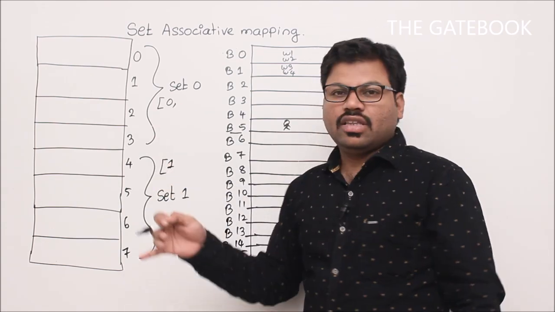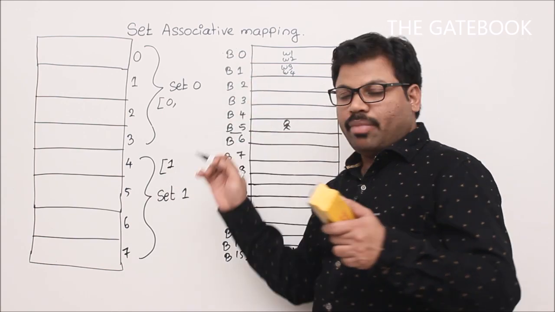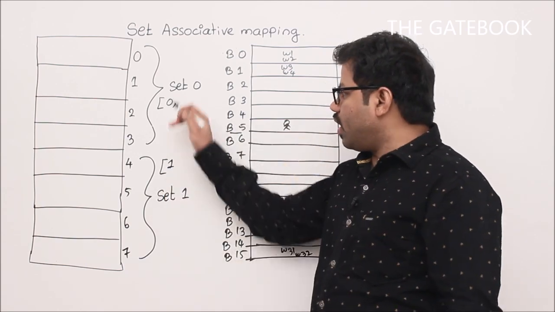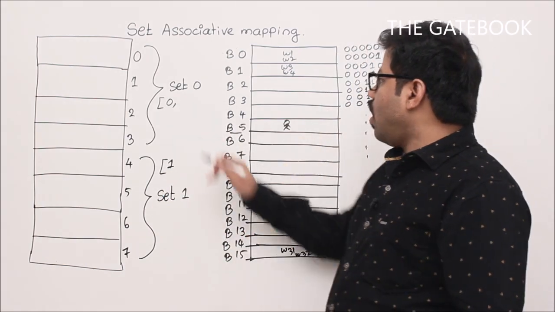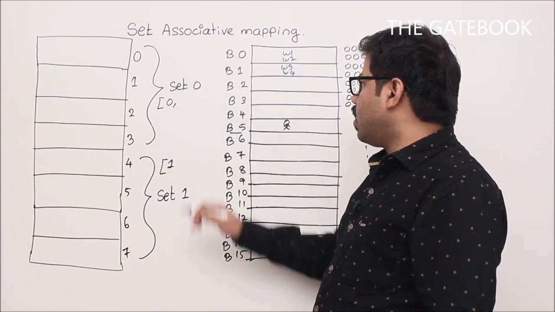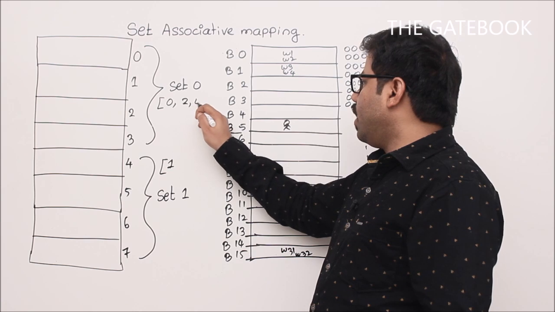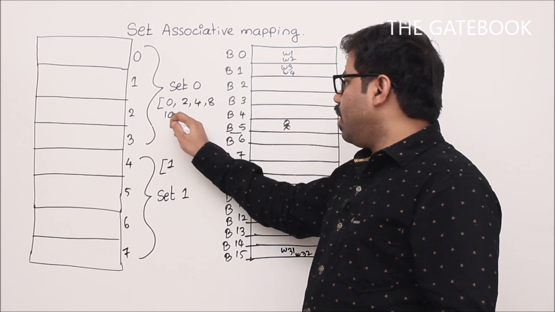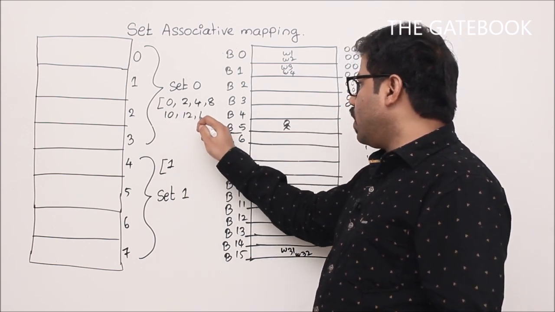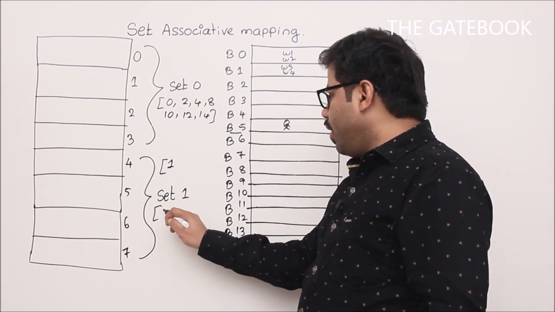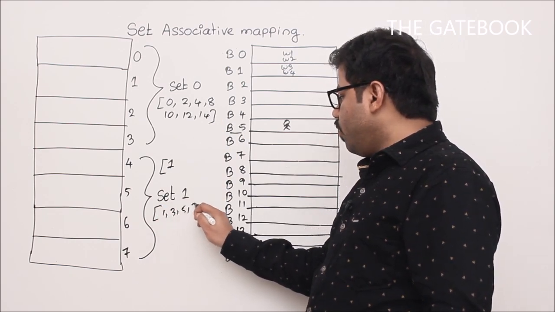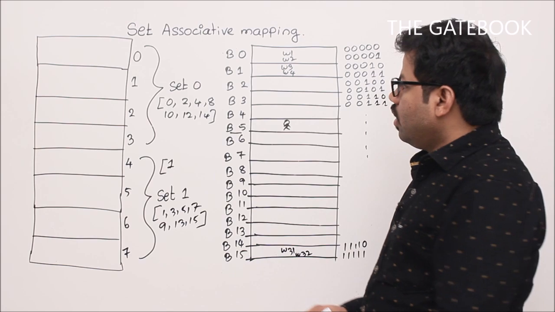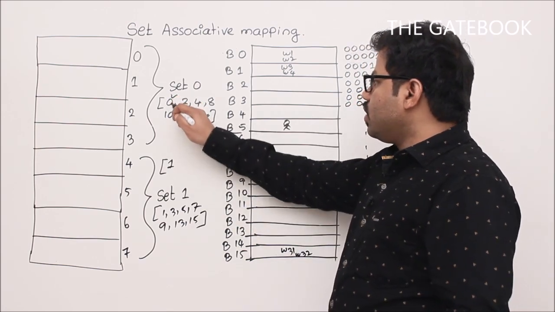Because we have two sets, if you divide any main memory block number by 2, the remainders will be 0 or 1. Then we can map them properly to set 0 or set 1, that's it. So all the remainder zeros will come here, remainder 1 will come here. So main memory blocks 0, 2, 4, 6, 8, and I am assuming that we have 16 blocks, then 10, 12, 14 will come here, and in set 1, main memory blocks 1, 3, 5, 7, 9, 11, 13, 15 will come here. Understand? Okay.